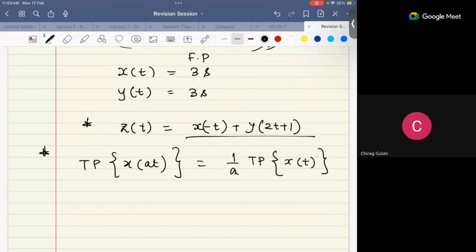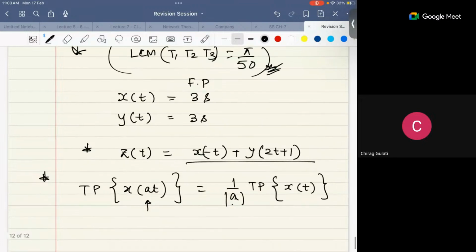For shifting and all, the time period is the same. If you are shifting or reversing the signal, the time period is always the same. Only if you are doing the scaling, then it gets divided by 1 upon mod a. Nothing else. So now you have to tell me, for this signal, what is the time period?